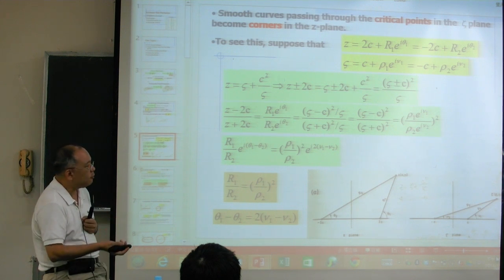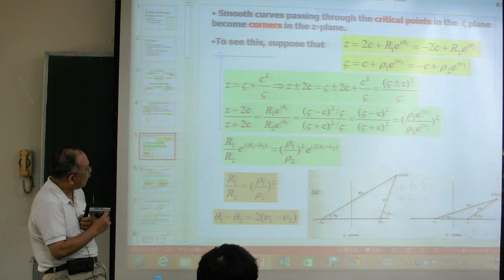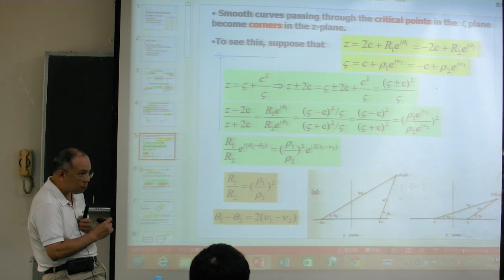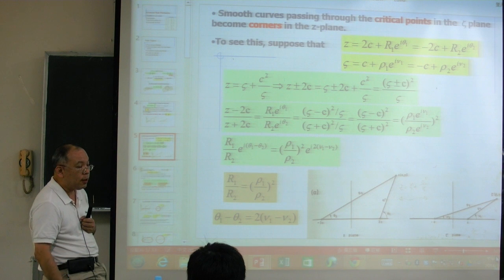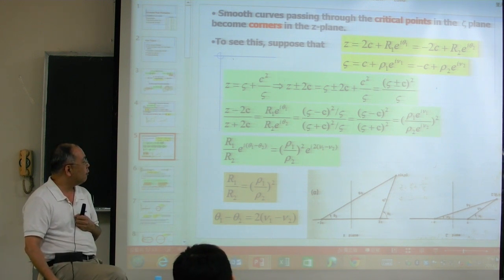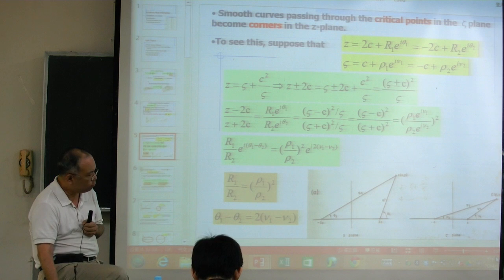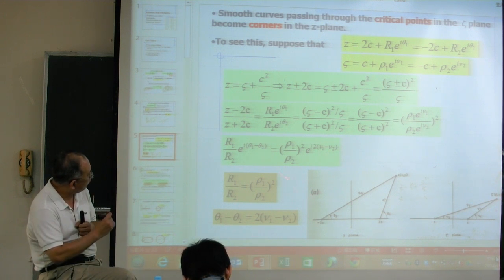So you can simply find out R1 over R2 will be equal to rho 1 over rho 2 squared, okay? And theta 1 minus theta 2 here will be equal to 2 times mu 1 minus mu 2, okay? So that's the relationship for R1, R2, rho 1, rho 2, and theta 1, theta 2, mu 1, mu 2. So as you can see here, through the transformation, we have this relationship.